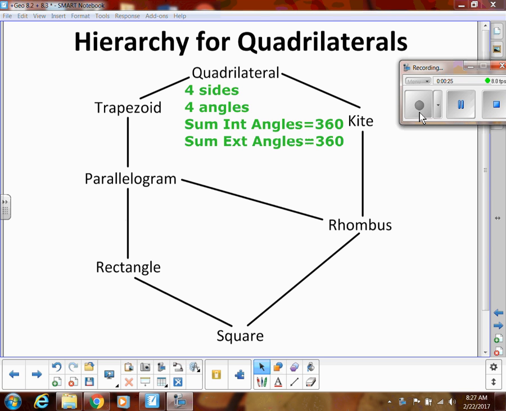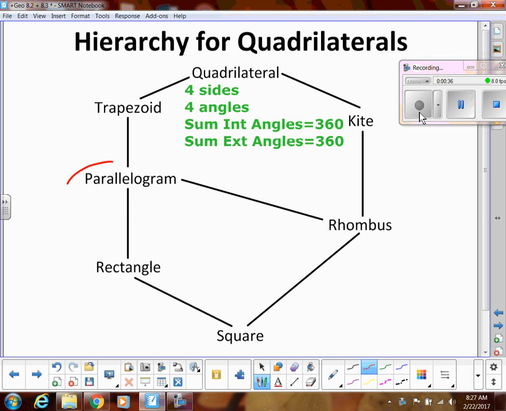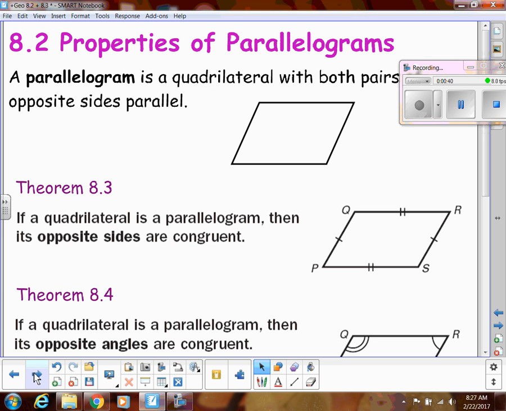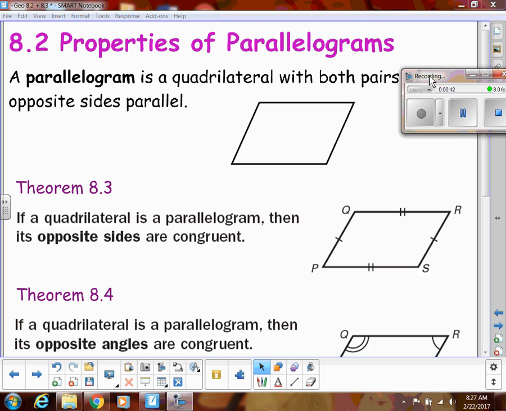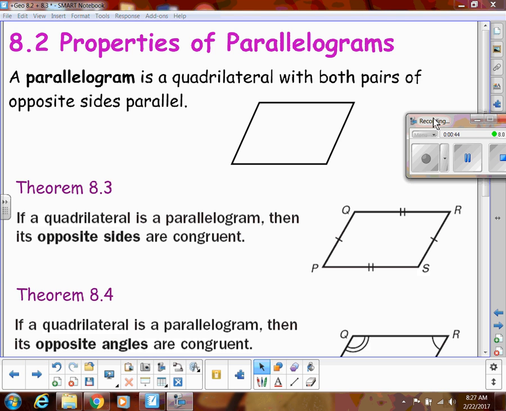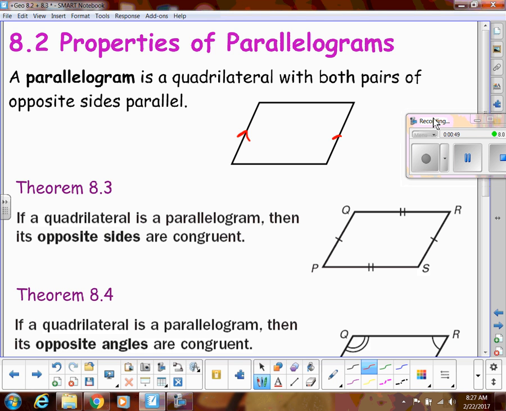This diagram is also on one of your handouts for the proof cards that you should have gotten in class. So today in this video we're going to focus on parallelograms. All right, so parallelograms, by definition, a parallelogram is a quadrilateral with both pairs of opposite sides parallel, and you should see that on your proof cards. Okay, so that's what, by definition, we mean by a parallelogram.